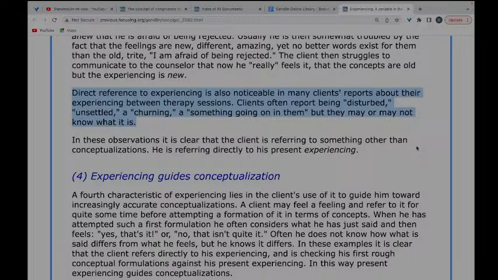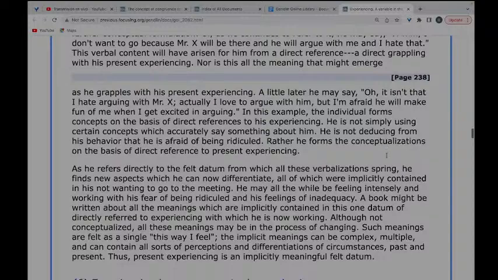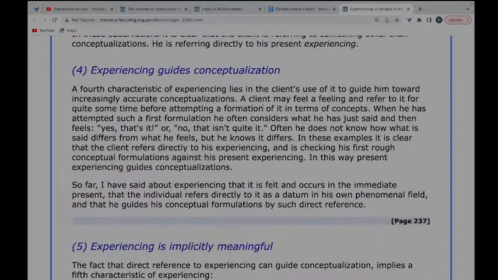In these observations, it is clear that the client is referring to something other than conceptualizations. He is referring directly to his present experiencing. Four, experiencing guides conceptualization. A fourth characteristic of experiencing lies in the client's use of it to guide him toward increasingly accurate conceptualizations.